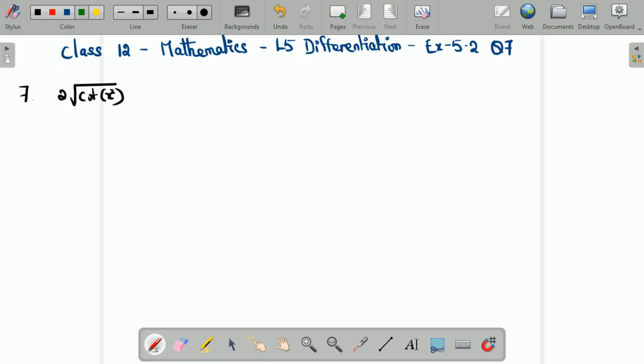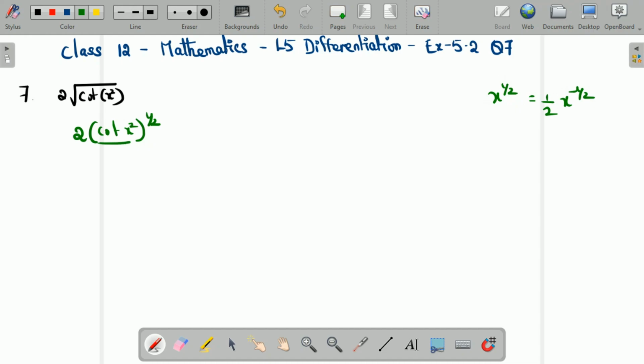In this video, let's find the solution for the 7th question in exercise 5.2. 2 into root of cot of x squared. So first I'm going to rewrite this function in this manner: 2 into cot of x squared, the whole power half. Now you know x power half, you will differentiate this as half into x power minus half.